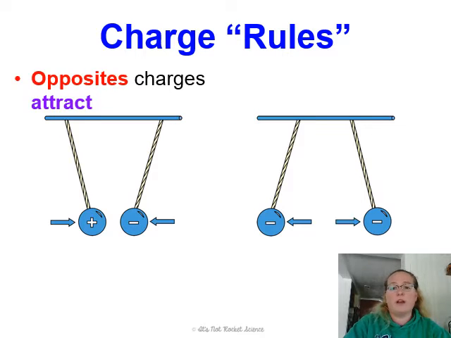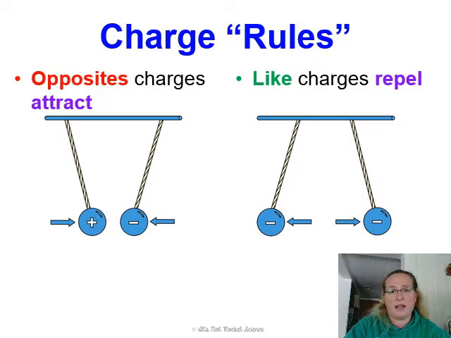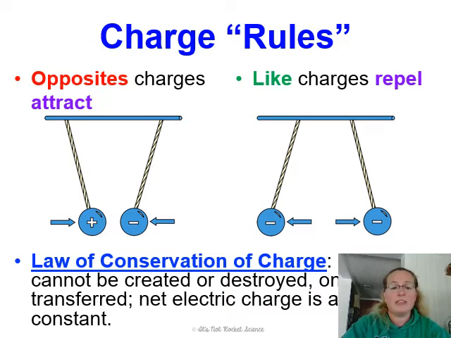All right, the rules of charge. Opposite charges attract and like charges repel. So if you have two things that have a negative charge and you try to force them together, they will be pushed apart. If you have something that is positively charged and something negatively charged, they will be drawn to one another. The law of conservation of charge: charge cannot be created or destroyed, only transferred, and net electric charge is always constant. So we're seeing a theme. With the law of conservation of energy and the law of conservation of matter, basically things are not being created or destroyed, they are just changing forms, and the same is true for charge.